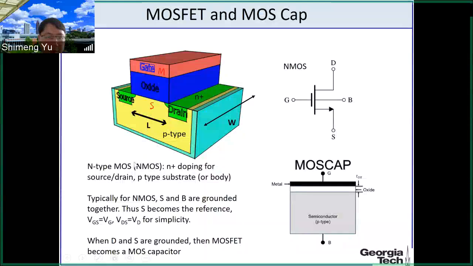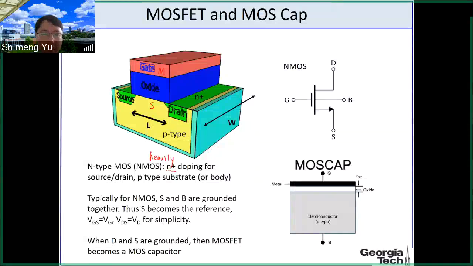In this example, we have this N-type MOS, or for short, NMOS. For the NMOS structure, we will use the P-type substrate. But we are going to dope the source and drain with N-type doping. Actually it's N-plus doping, where the plus means heavily doped. Heavily doped means the doping density is higher than the normal range. We talk about the normal range as, let's say, 10 to the power 15 to 5 times 10 to the power 18. But N-plus is even higher than this upper limit.